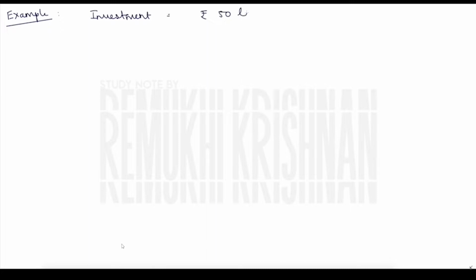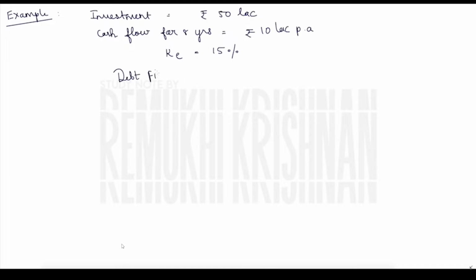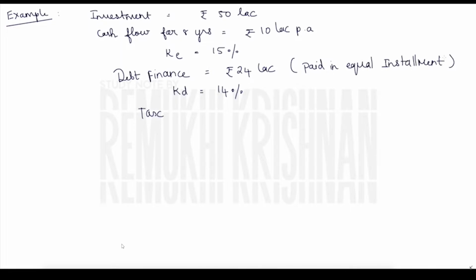Let me read the question for you. Let the investment be rupees 50 lakhs. The cash flow for 8 years is rupees 10 lakh per annum. And your KE, that is purely of equity nature, is 15%. The debt finance is rupees 24 lakhs and your KD, which is purely from the debt point, that is the interest, is considered to be 14%. This debt finance is to be paid in equal installments. And the tax rate comes to be 40%. All these things are required to compute our adjusted net present value.